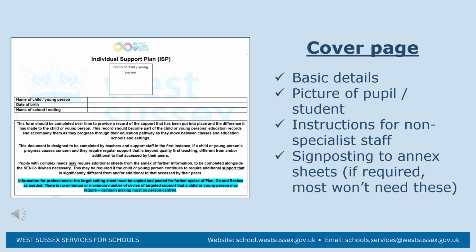You would have a separate ISP for each child or young person. The cover page gives basic identifying information about the child or young person, including space for a photograph. Throughout the document, there are instructions and signposts for teachers and support staff. For example, there are hyperlinks to the OIIP and the Pupil View section of Tools for Schools. This is to make reflection and evidence gathering as easy and informed as possible in the early stages of recording.